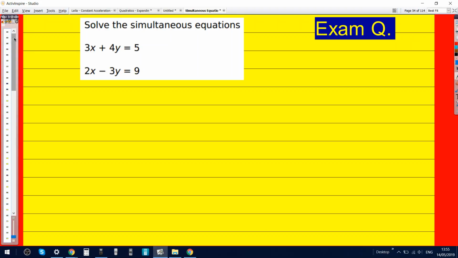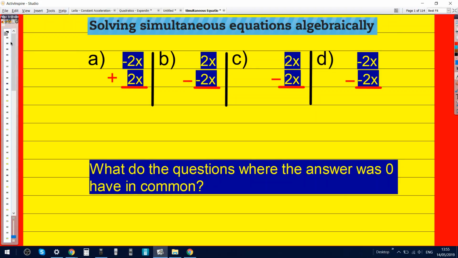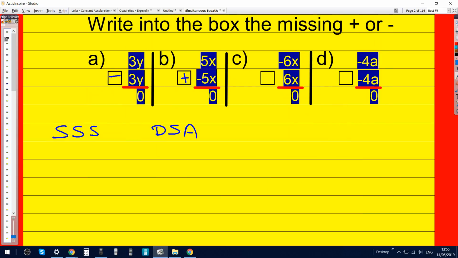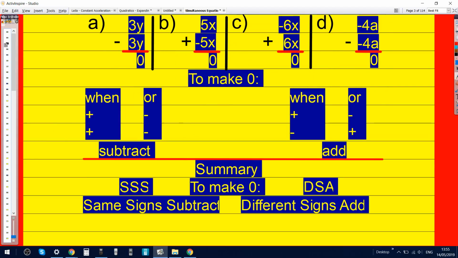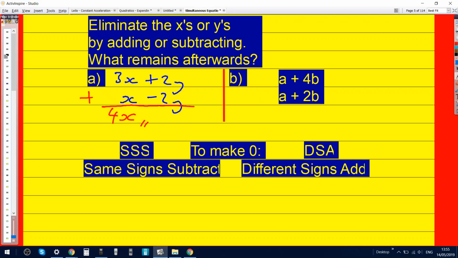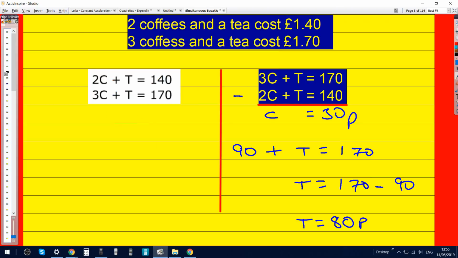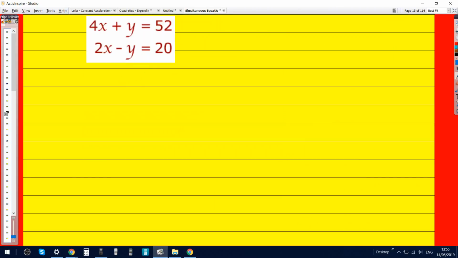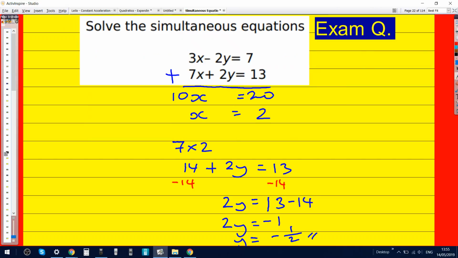And then simultaneous equations. Yes, same sign, subtract, different sign, add is very helpful. And I would just practice that, especially the very last type, the times, the two different ones.